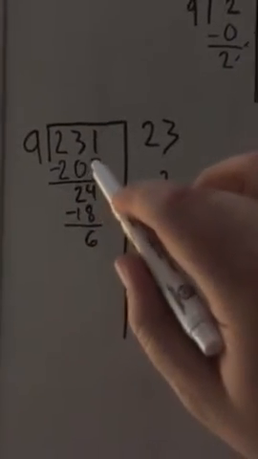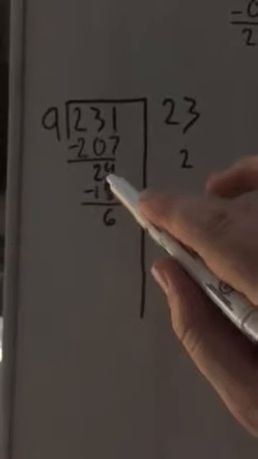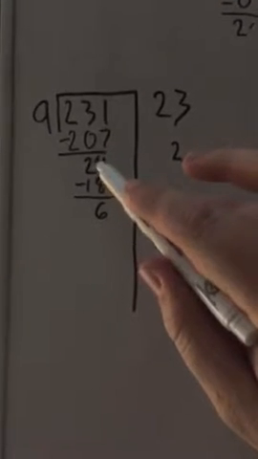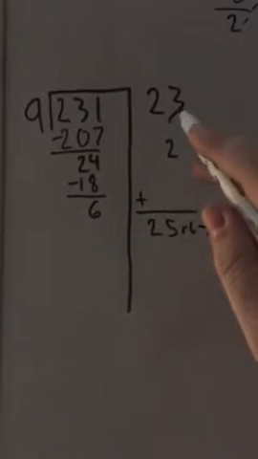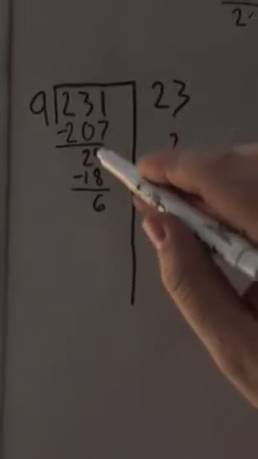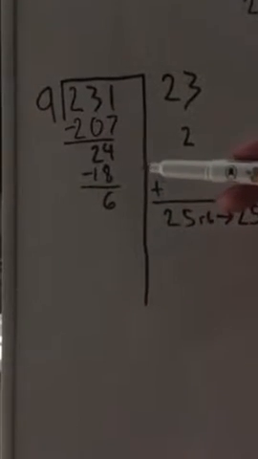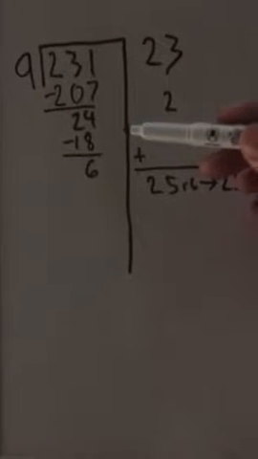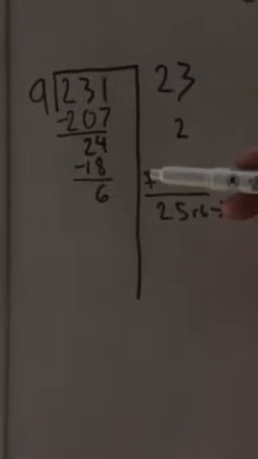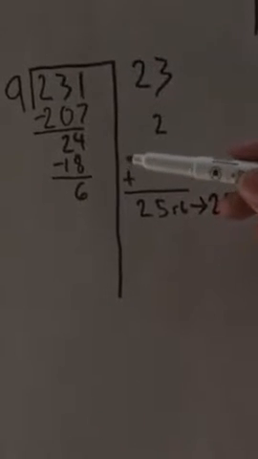So 9 divided by 231. So how many times does 9 go into 231? Good, that's 23 times, as you see right here. So 23 times 9 is 207. And when you subtract 207 from 231, you get 24. And how many times does 9 go into 24? That'd be 2 times. So that's going to be 18.